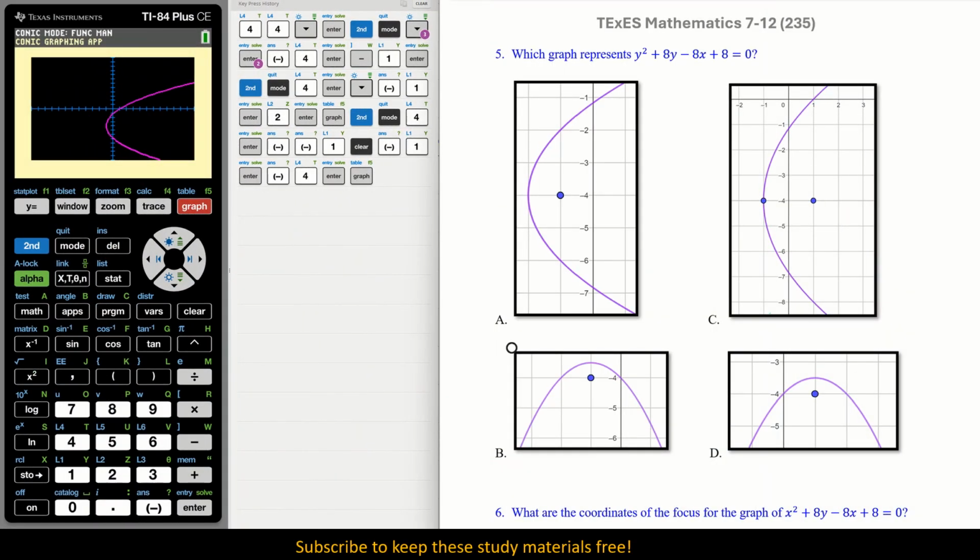Number 5, which graph represents y squared plus 8 squared minus 8x plus 8 equals 0? This is exactly like the problem in number 4, and we already have it on our calculator and graph. We can see right away that B and D will not work. They're inappropriate. Now, A and C are very close, but if you remember, when I drew this out and made all those great mistakes, one thing we saw was that the y-axis should go right down the middle of it, and we have a distance of 2. So if we look over here, be careful though.